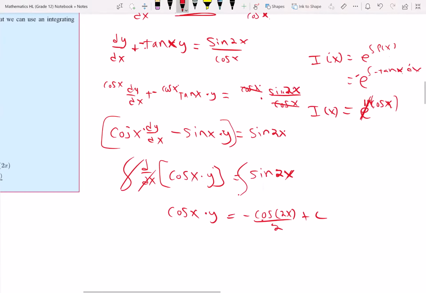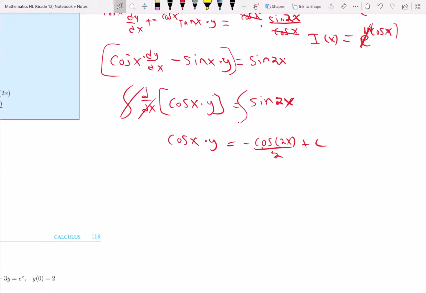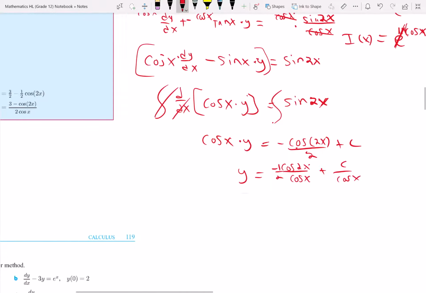Yep. And then we're trying to solve for y, so I'm going to divide both sides by cosine x, and I'll get negative cosine 2x, let's put the 1/2 over here, over cosine x plus c over cosine x, right? Divide everything by cosine x.